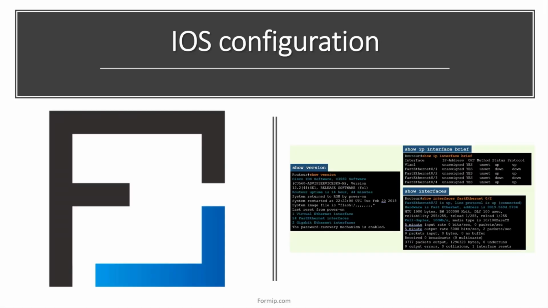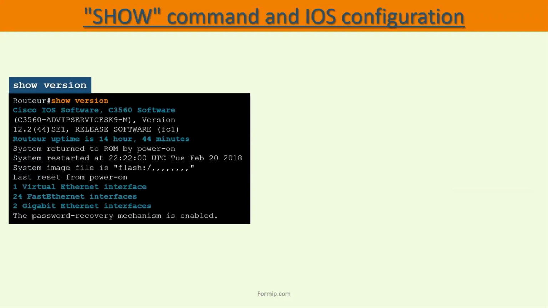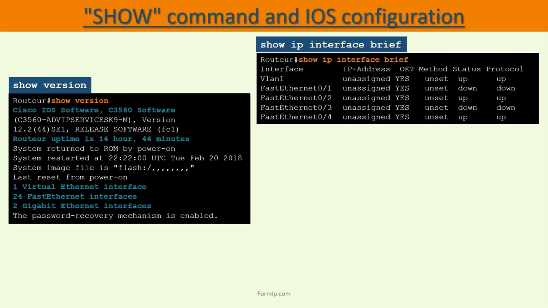The show version command allows you to display information about network equipment, such as a model, interfaces, and more. To view the interfaces and statuses of a switch in detail, the Show IP Interface Brief command will be used. The status column tells us about the state of the interface, if it's up or down.